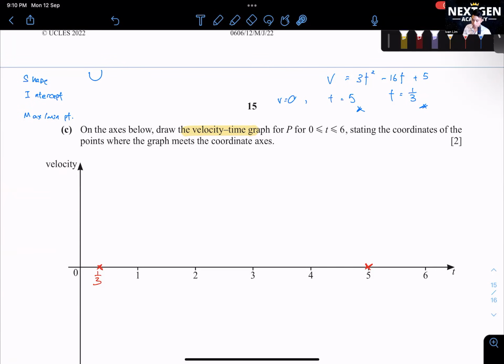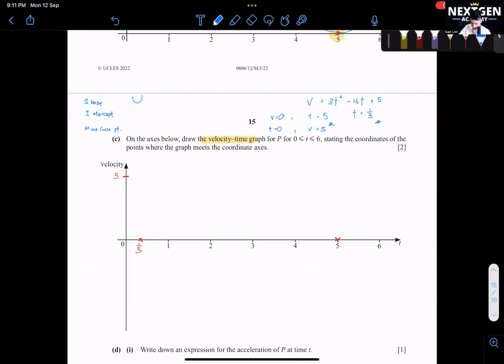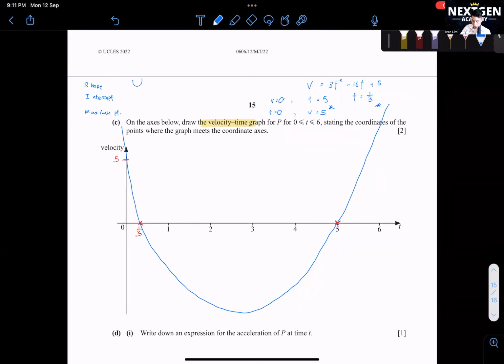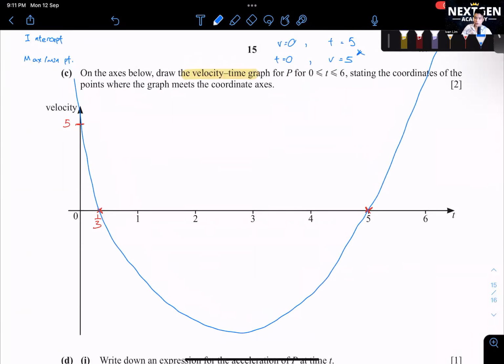So the next thing that I need to find is my y-intercept. So y-intercept is when t equals 0, v will be equal to 5. So 5. Put it in red color. Just roughly estimate only. All right, so the graph will look something like this. It's not a kinematics question, it's a quadratic question.